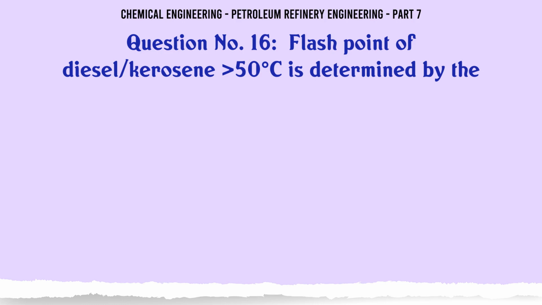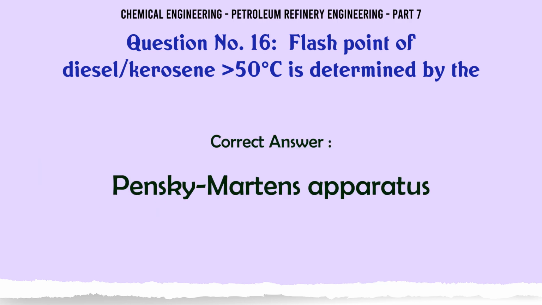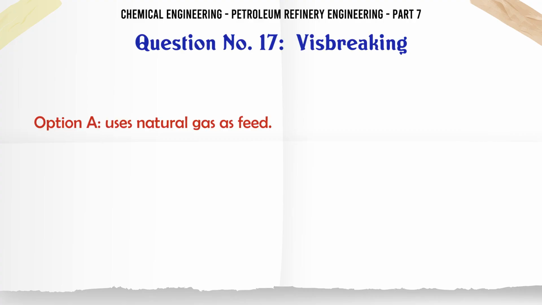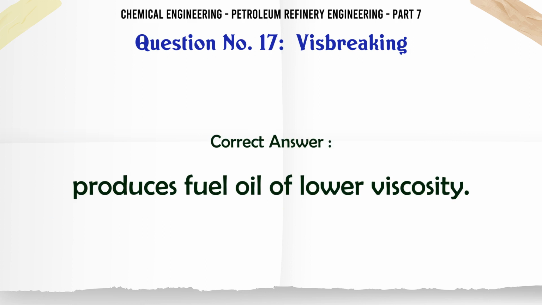Flash point of diesel and kerosene above 50°C is determined by the: A. Abel apparatus. B. Pensky-Martens apparatus. C. Saybolt chromometer. D. None of these. The correct answer is Pensky-Martens apparatus. Visbreaking: A. uses natural gas as feed. B. is carried out at atmospheric pressure. C. produces fuel oil of lower viscosity. D. produces gasoline only. The correct answer is produces fuel oil of lower viscosity.